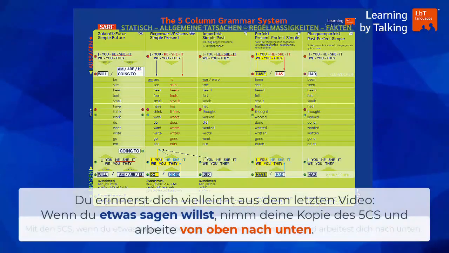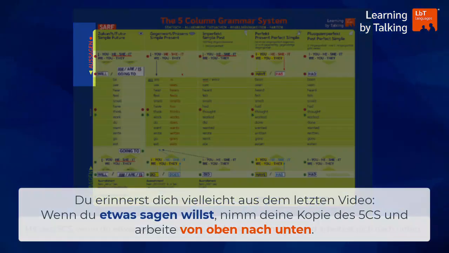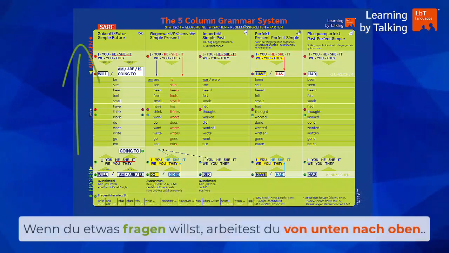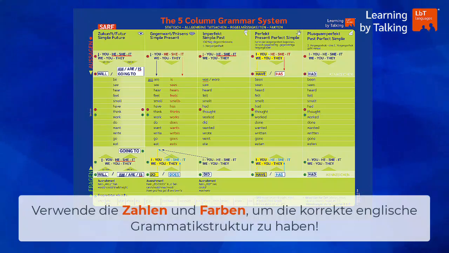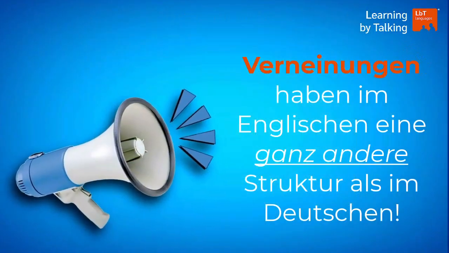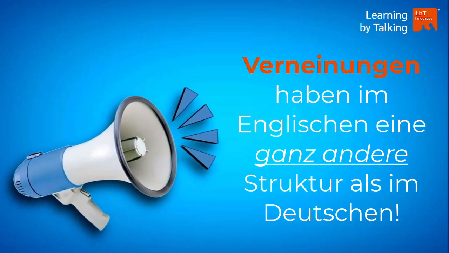You may remember from our last video that if you want to say something, take your copy of the 5-column system and start from the top and work down. If you want to ask something, you work from the bottom up. Use the numbers and colors in order to have the correct English grammar structure. Negatives have a very different structure in English from German.